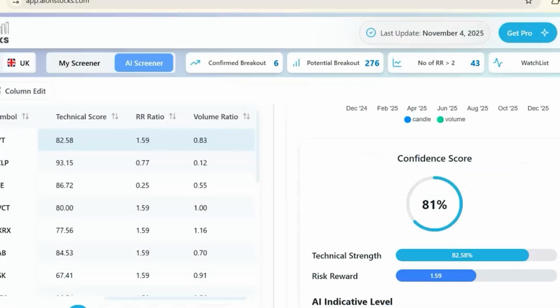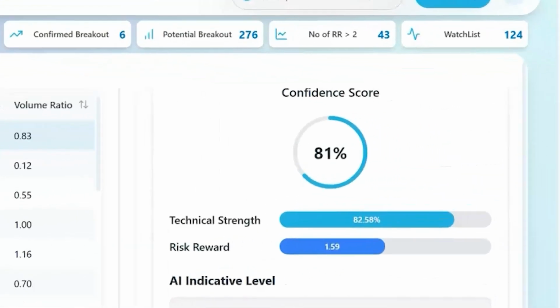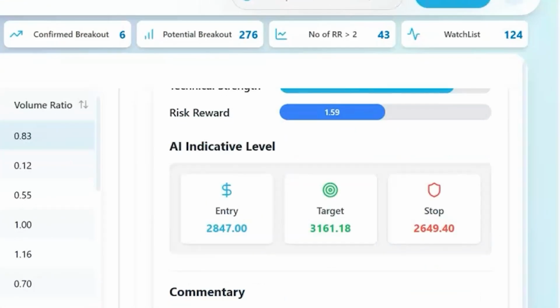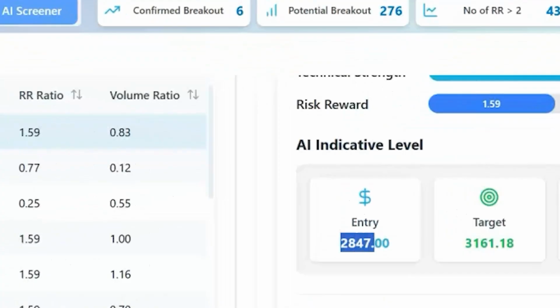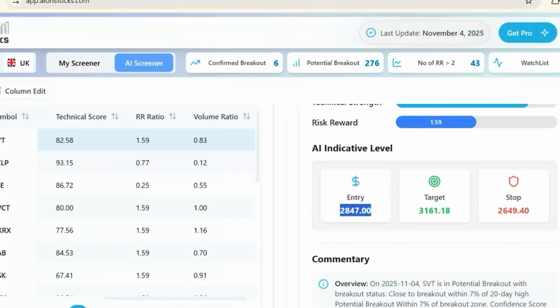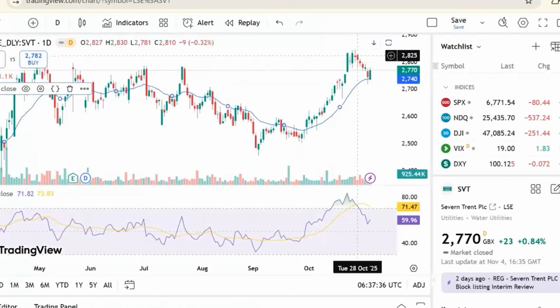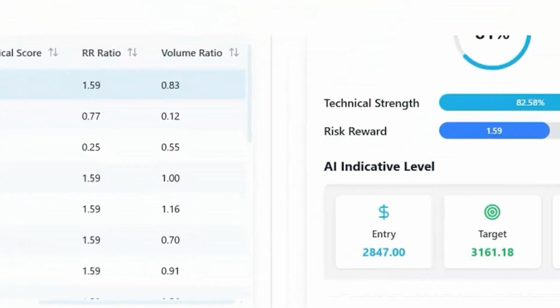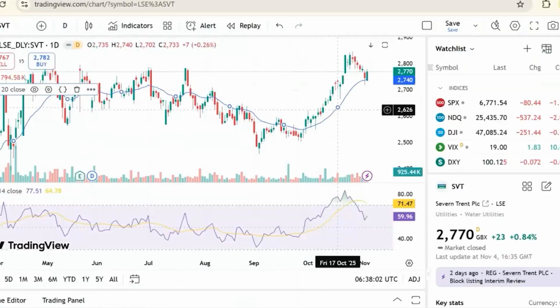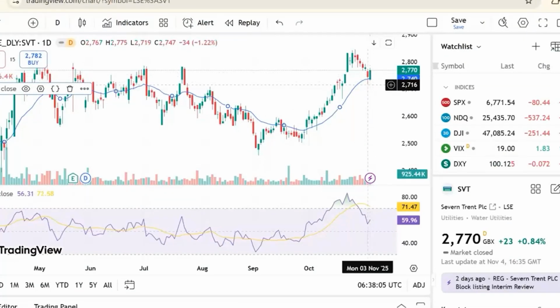Now, apart from the chart and the indicators, it is showing a confidence level of 81, the technical strength is high, and the risk reward ratio is 1.53. The entry level it is suggesting is 2847. Compared to ChatGPT, it is taking the conservative entry level, which means it's only trying to take an entry when it's actually breaking the previous peak. Now, what I see is an entry level of 2847, which is a conservative entry level. When I go back to the chart, I can see that the market is currently in the 2740 range and it's trying to take an entry only when it breaks the previous peak.